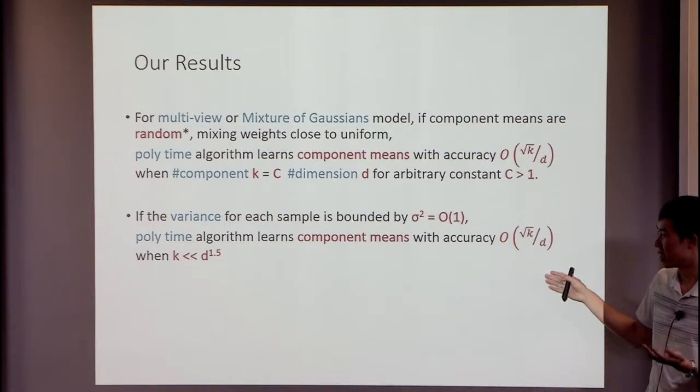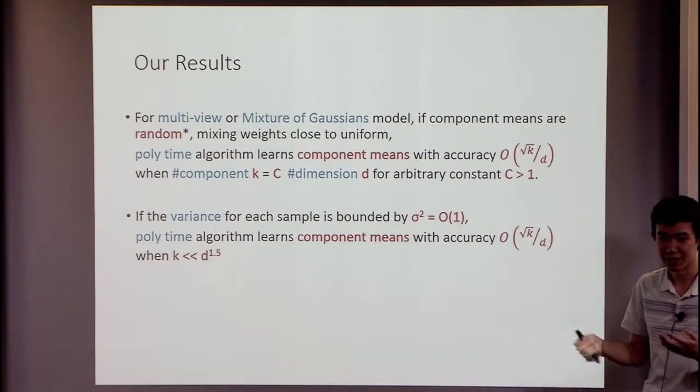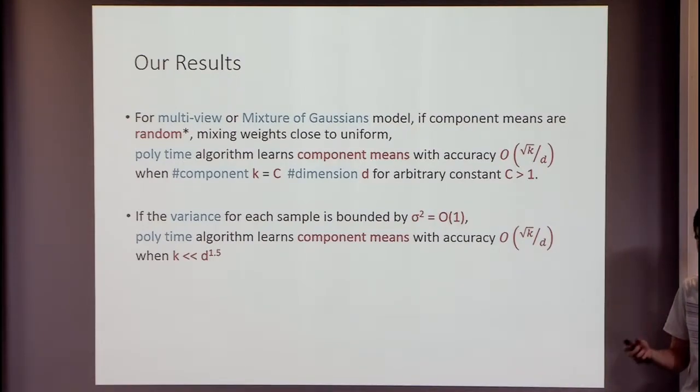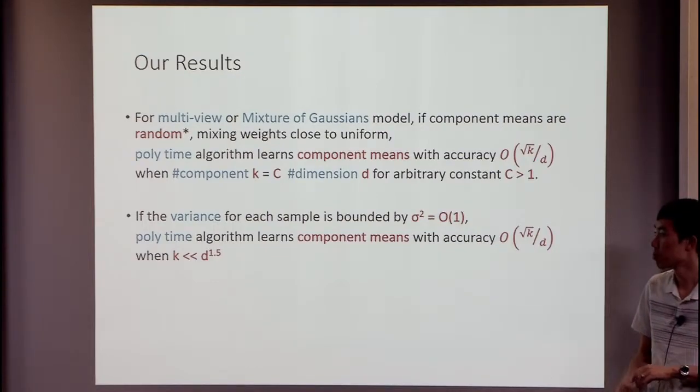And notice that even in this case, the Gaussians are not really well separated. The distance between their means is a constant, but their variance is also a constant. So they are separated, but they are not as well separated as some of the previous algorithms require.